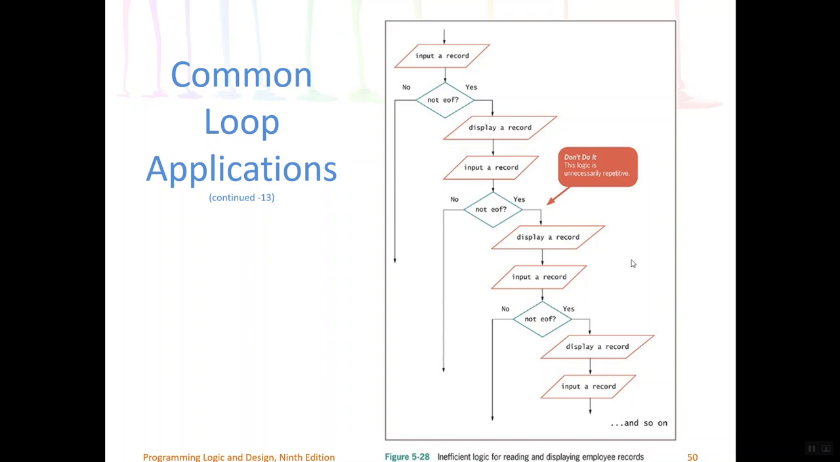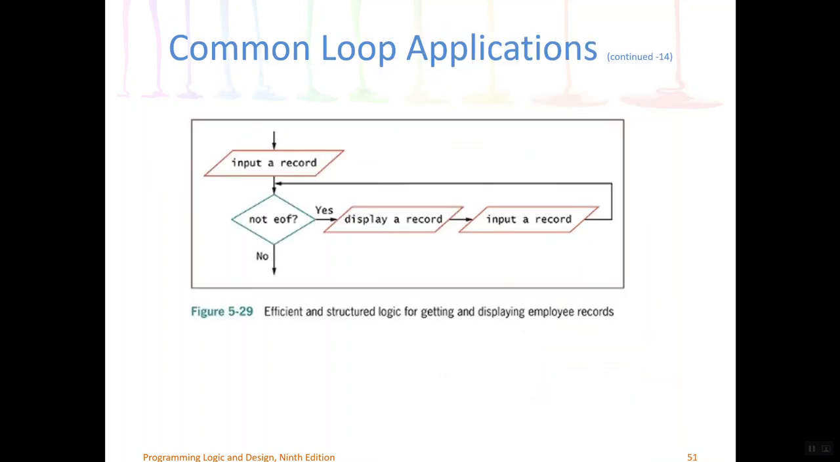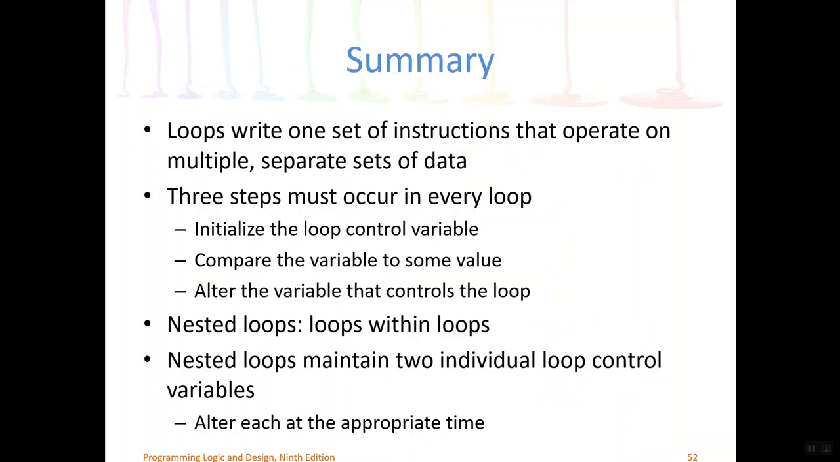We can't do this using selection structures successfully, even though this is what they started to do. We have no idea how many records there are, and our code is getting very, very lengthy. We will never be able to accommodate all scenarios. A much better approach is to use a loop. Here we input a record. As long as it was not the end of file, a valid record, we display it and get the next one. So anytime we have a scenario where we have repetition, you would want to utilize a loop instead of a selection structure.